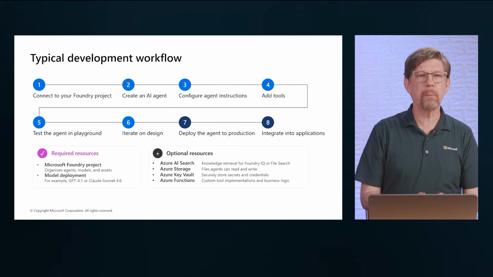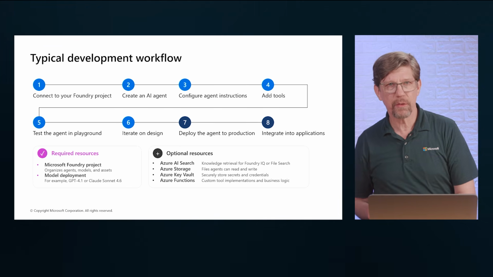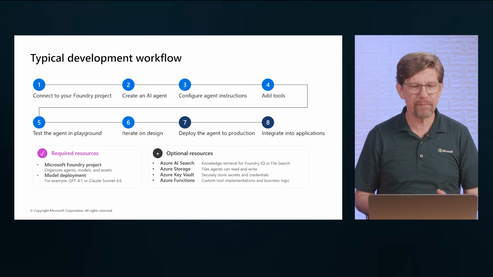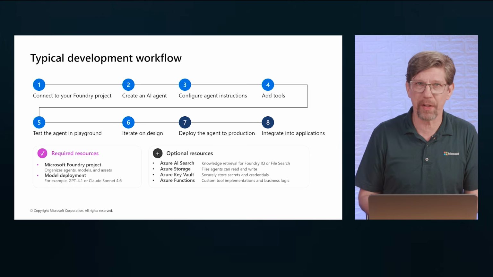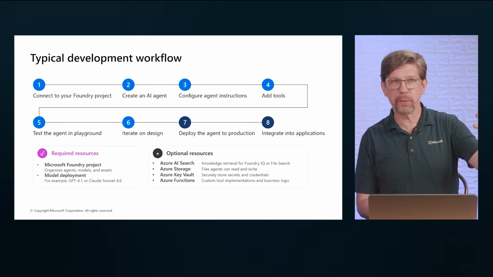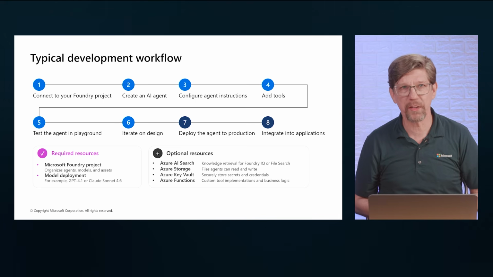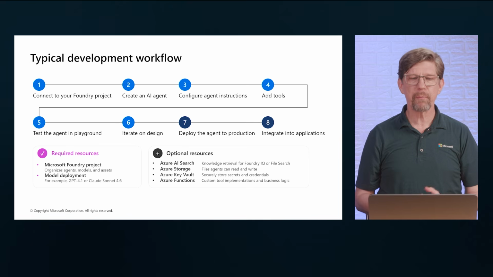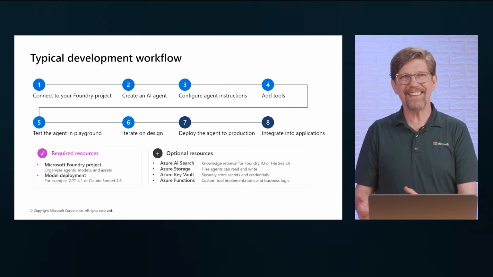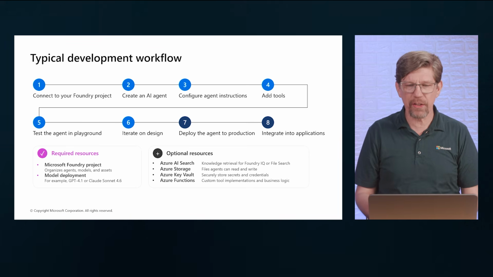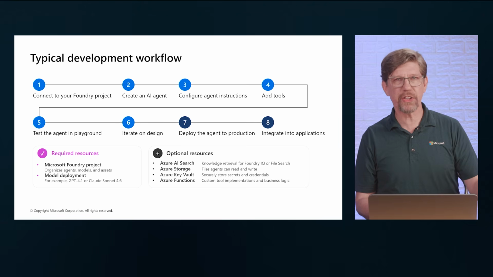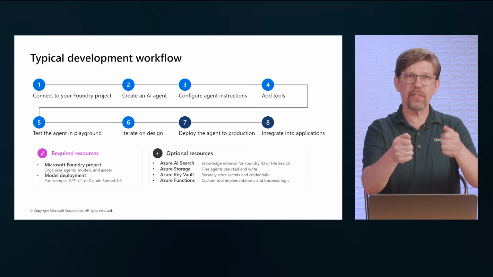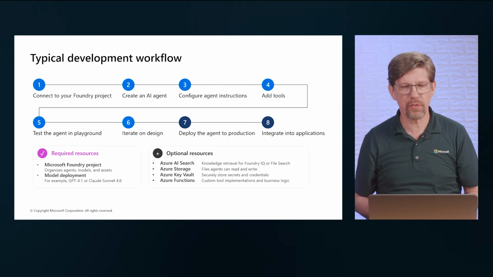So what does it look like to build an agent? Well, from our perspective here, step 1, you're going to go build yourself a Foundry project. All right. We build the Foundry resource. In that resource, we're going to drop a project. Then we're going to create the agent. So an agent is going to be a combination of instructions and models and tools.